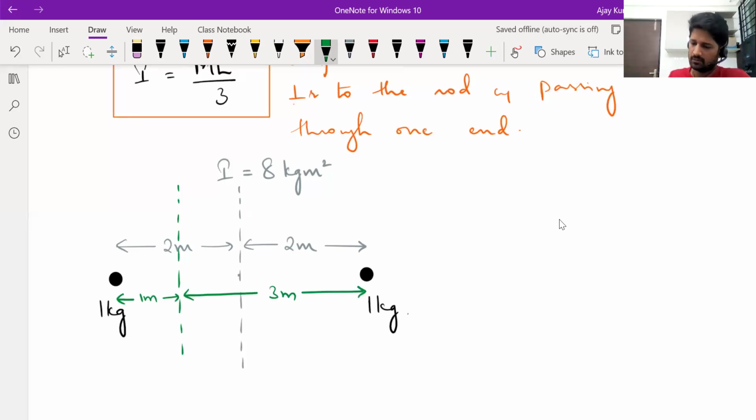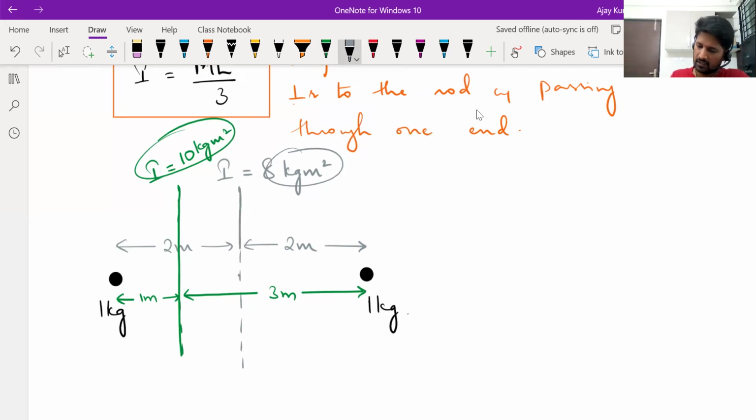Okay. Aishwarya, can you unmute? Yes, sir. How much does the left side particle contribute to moment of inertia about this axis? So 1 kg meter square. Yeah, mass is 1, distance is also 1. So mr square will be 1 kg meter square. How much does the right side particle contribute? So 9 kg meter square. If you add them both, it becomes 10 kg meter square. That is the moment of inertia about this axis. And 8 kg meter square is the moment of inertia about this axis.